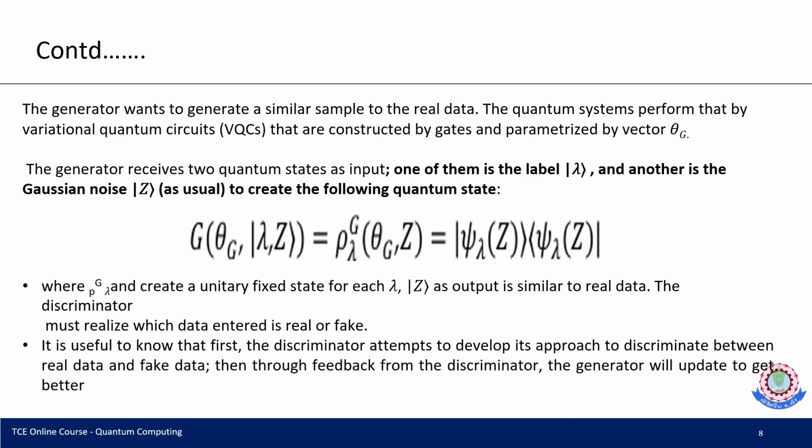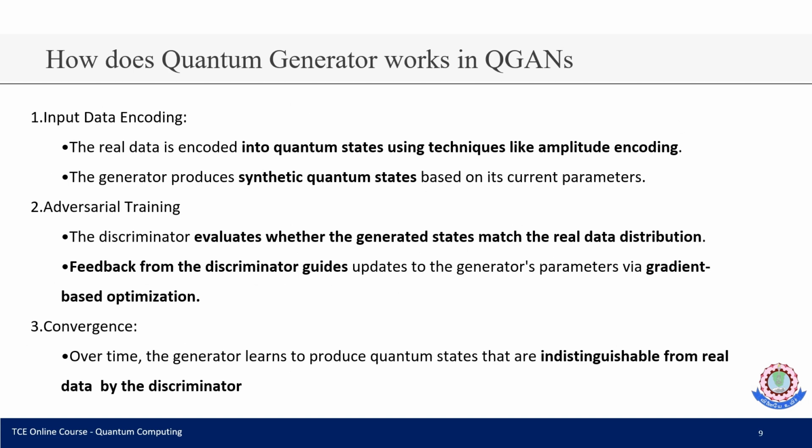So here we can represent lambda and ket z as an output similar to the real data for the discriminator. First, the discriminator attempts to develop its approach to discriminate between real data and fake data. Then, through feedback from the discriminator, the generator improves its output to get better results.